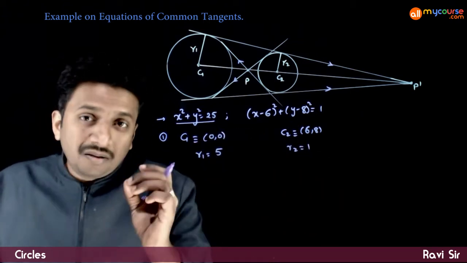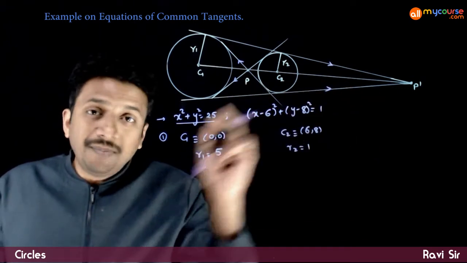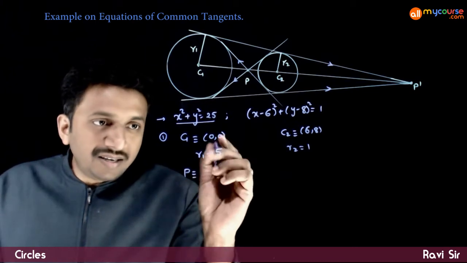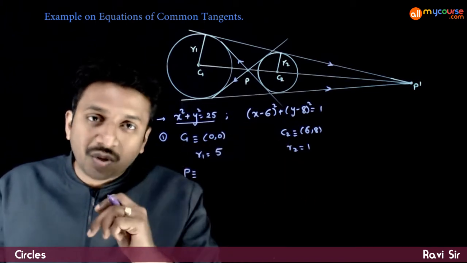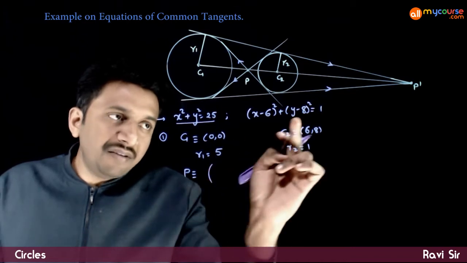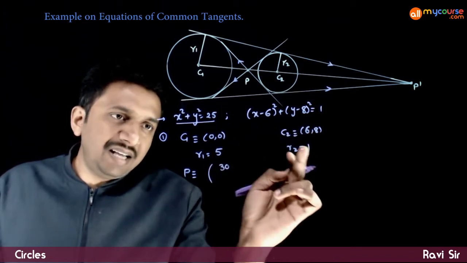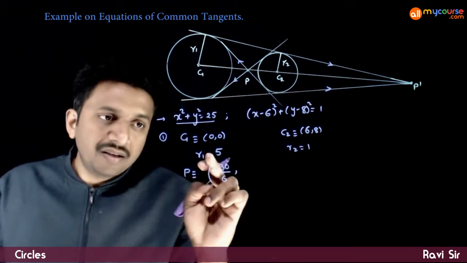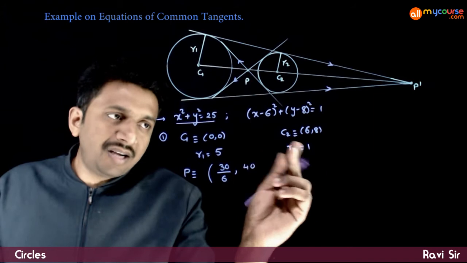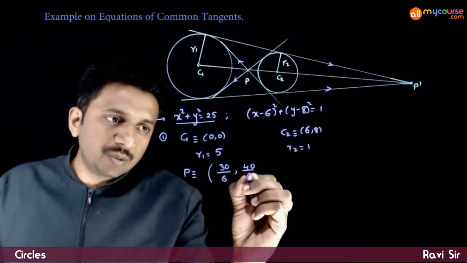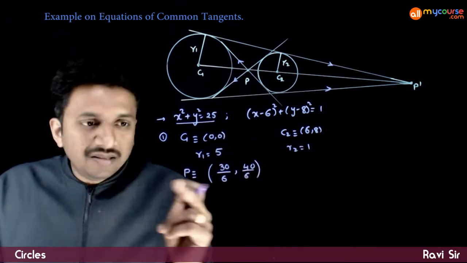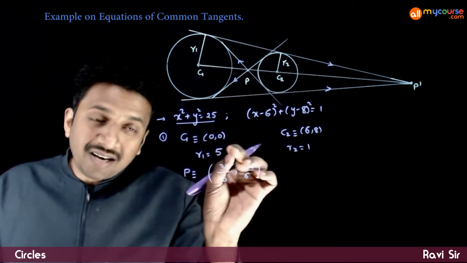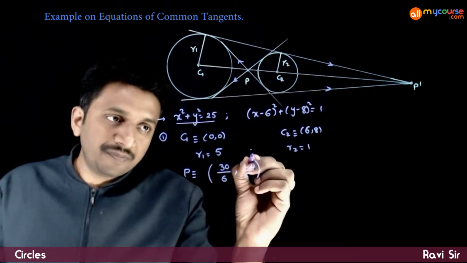Now, to find the point P and P dash. So first, if you want P, you need to consider the internal division in the ratio 5:1. So 5 into 6, 30 plus 0 by 5 plus 1 is 6. 5 into 8, 40 plus 0 by 5 plus 1 is 6. This is the point which divides C1, C2 internally in the ratio 5:1.